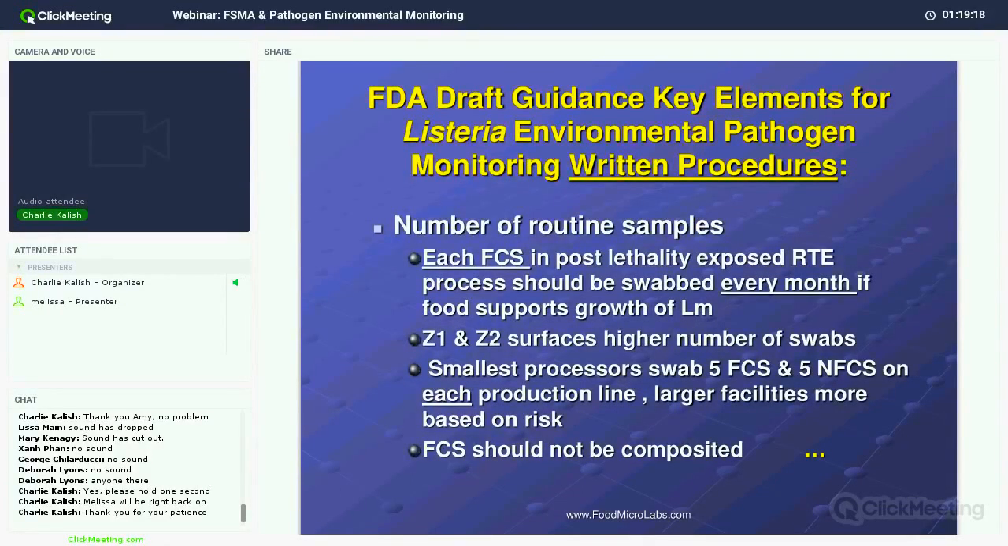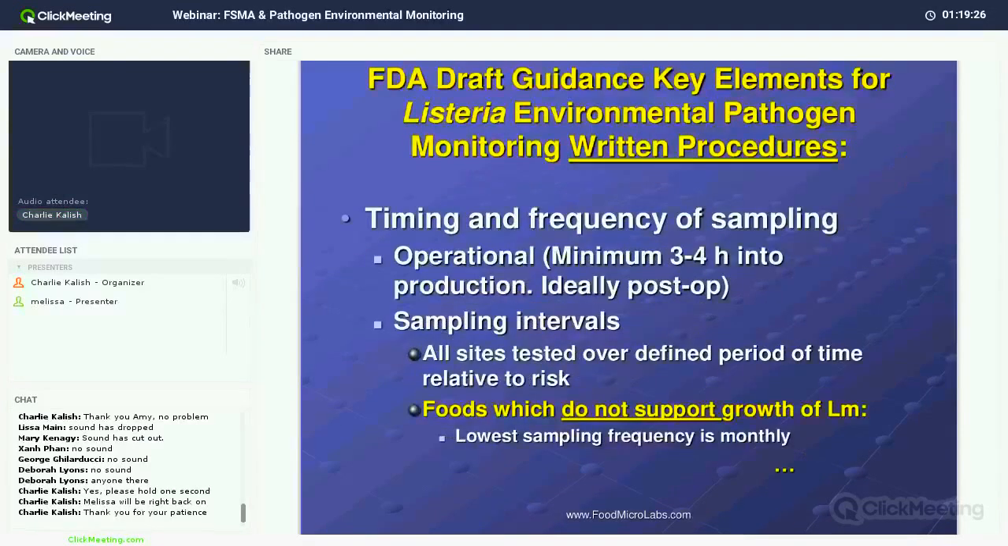And ideally, if they're all negative, that's a really great sign. But if you get a positive, now you have 5 surfaces and you're not sure which one it came from. So there are ups and downs doing that. So at minimum, if you are sampling during production, 3 to 4 hours into production.